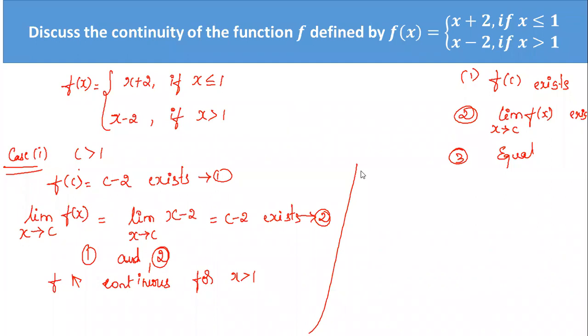Okay, fine. So next thing, c less than 1. You have to check for c less than 1. That is your case 2. So can anyone tell me what happens if c is less than 1, whether the function is continuous? Whether the function is continuous, students?